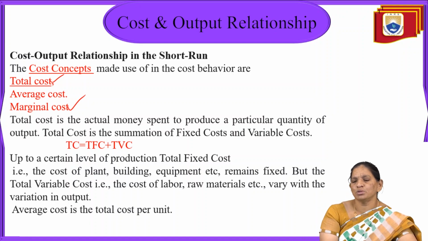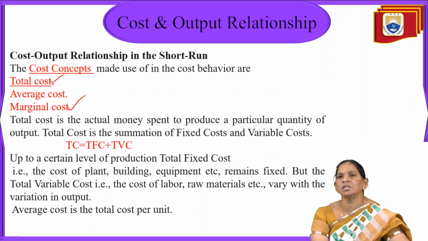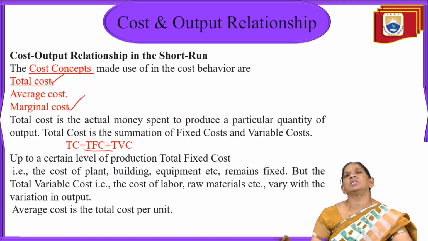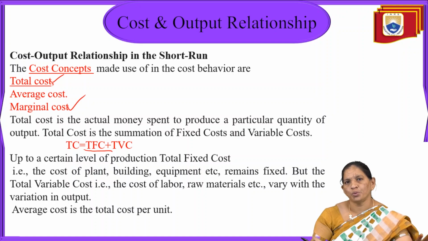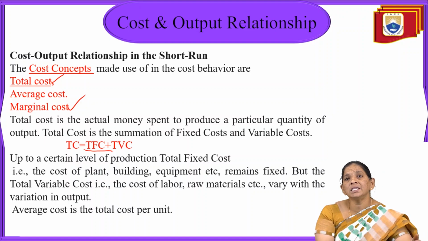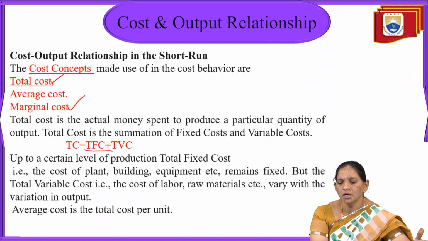The explanation is also given below, where the total cost is the actual money spent on a particular quantity of output. We can get this total cost by total fixed cost plus total variable cost. Up to a certain level of production the total fixed cost is fixed; by utilizing capacity to a minimum level, the total fixed cost will not change. The fixed cost may be a plant, buildings, equipment, which remain fixed, so we take them as total fixed cost.